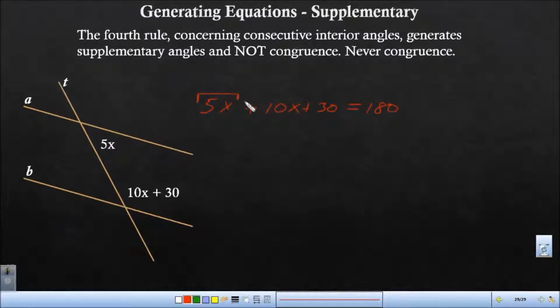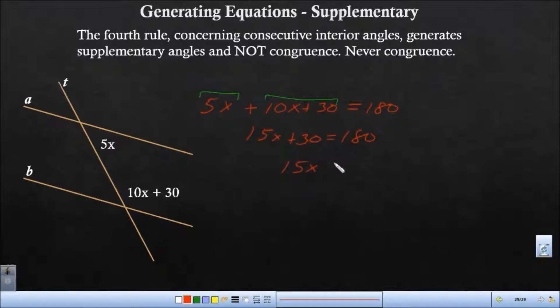I thought I changed that to green. Let's try that again. I totally hit it. It just didn't switch color. There. Here's your first one. Here's your second one. Okay. So we're combining like terms now. 5x plus 10x is 15x plus 30, which is equal to 180.